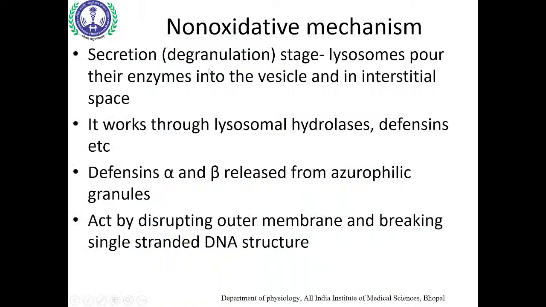So coming to the two mechanisms which I was talking about, one is the non-oxidative mechanism. Non-oxidative, as the name suggests, has no utilization of any oxygen molecule. It simply works by degranulation of the granules. After phagocytosis into vacuoles, particular types of granules will be degranulated, and the destruction of that particular organism or antigen will happen, right?